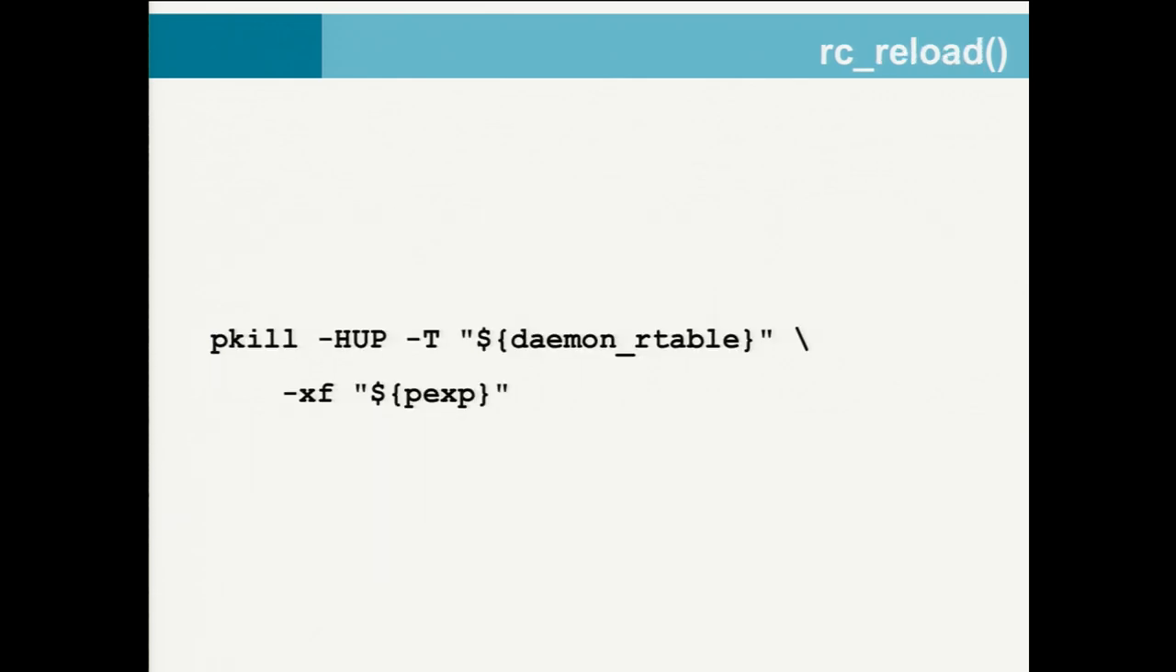Then we have rc_reload, which by default will send a HUP to the process, so the pexp. So that function is responsible for reloading a daemon. On OpenBSD, reloading for us means reconfigure yourself. If -HUP does something else, like just reload but without reconfiguring or does any other crazy stuff, then we consider that it's not a reload and we disable that function. We'll see how a bit later.